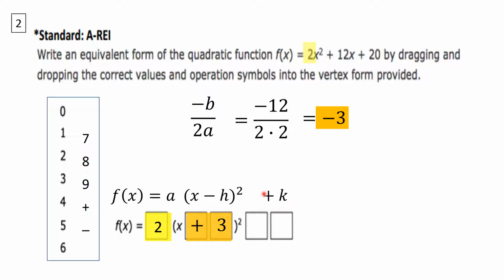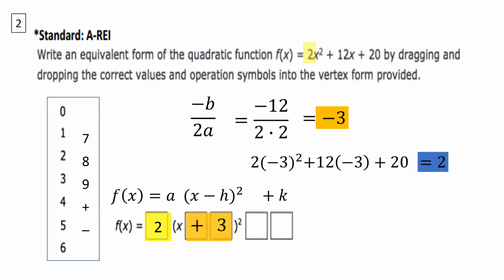Well, there's no direct formula for it, but I know the x value for the vertex. I can find the y value that goes with it just by plugging that x value into my original equation, because that's what an equation does. It gives me y values to go with x values. So let's plug in that negative 3. And that's going to give me just 2 when we work it all out.